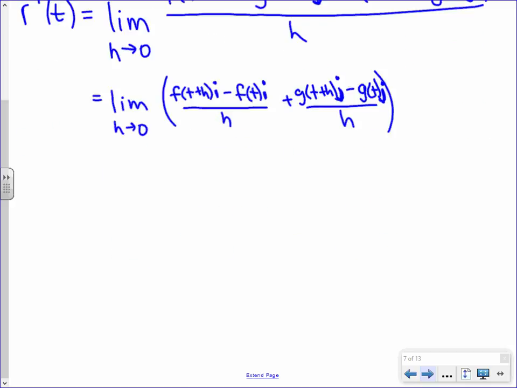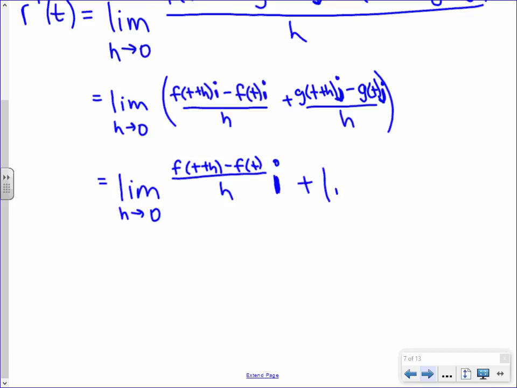Can you maybe see where this is going? We essentially have the limit as h approaches 0 of f of t plus h minus f of t all over h, i, plus the limit as h approaches 0 of g of t plus h minus g of t all over h, j. Now I have two limits. I factored out the i's and j's.